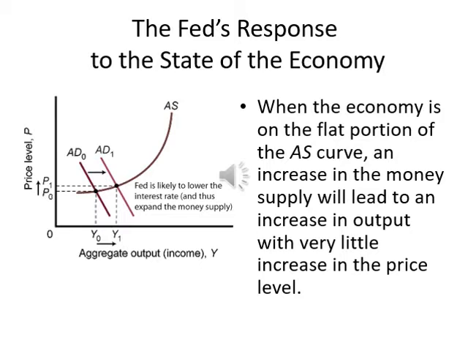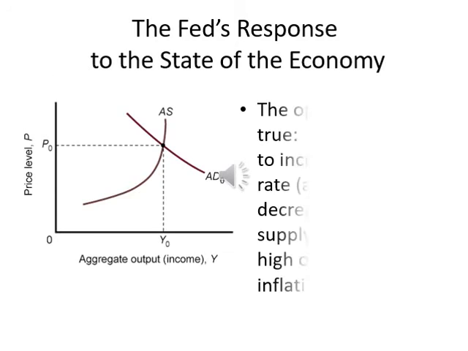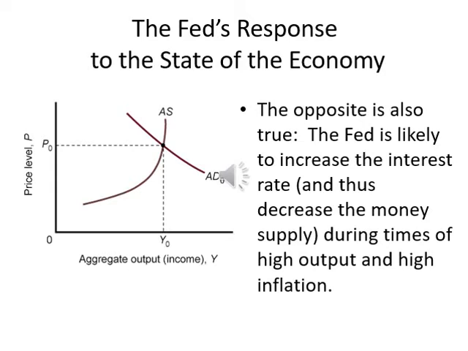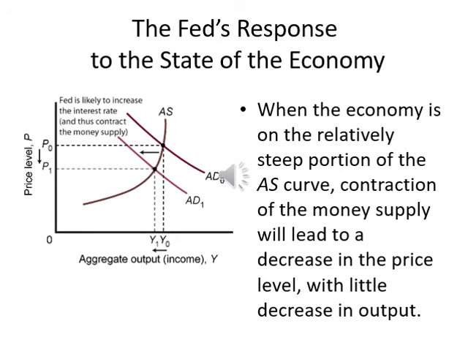The opposite is also true. The Fed is likely to increase the interest rate, and thus decrease the money supply, during times of high output and high inflation. When the economy is on the relatively steep portion of the S-curve, contraction of the money supply will lead to a decrease in the price level, with little decrease in output.